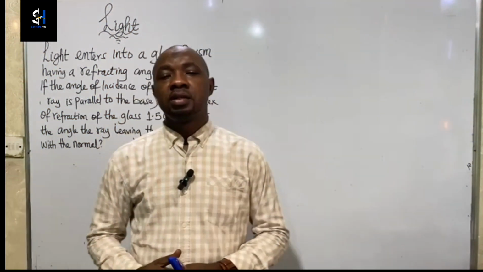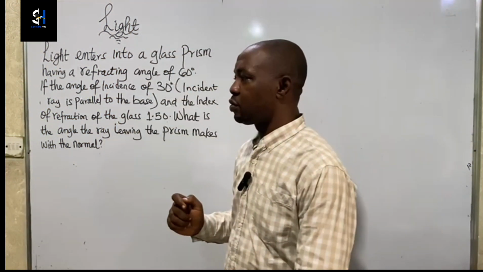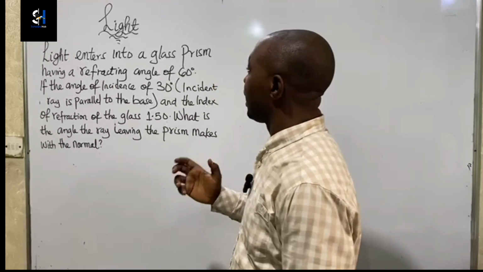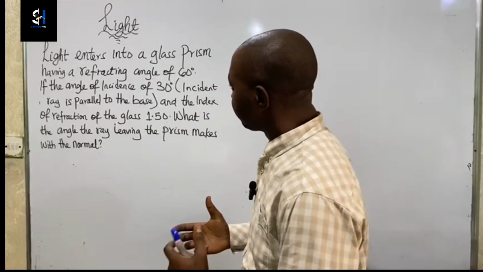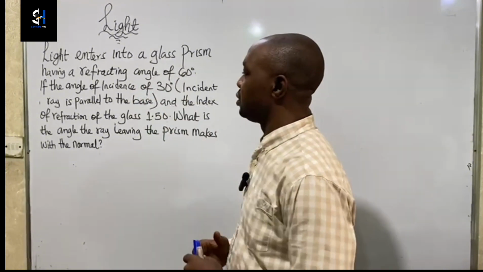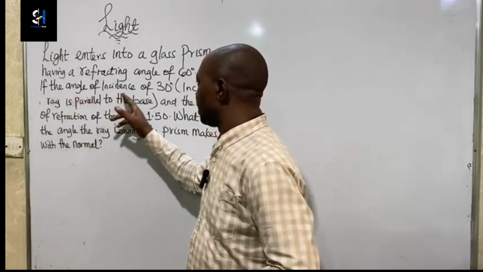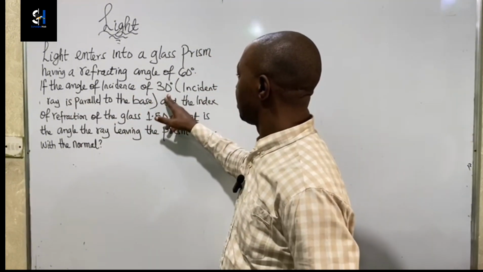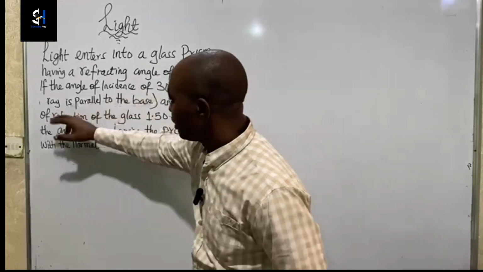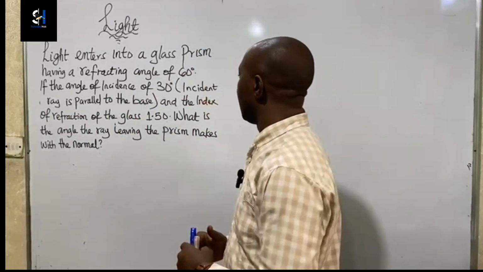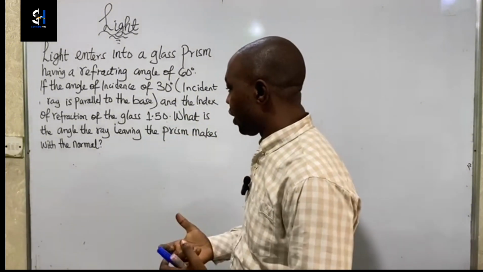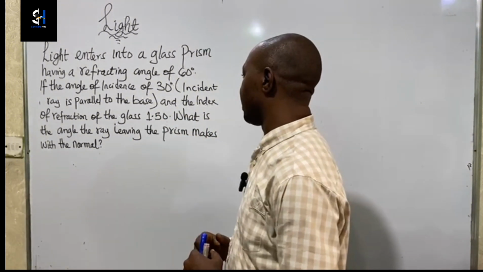Hello guys, now let's solve this light question. Light enters into a glass prism having a refracting angle of 60 degrees. The angle of incidence is 30 degrees, that is, the incident ray is parallel to the base of the glass prism, and the index of refraction of the glass is 1.50.